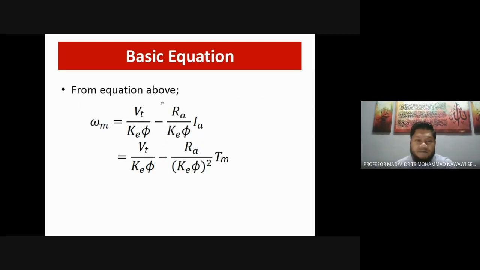So from the above equation, we get omega m equals Vt divided by Ke flux minus Ra over Ke flux Ia. Okay, and we can replace the torque, since just now we have torque Tm equals Ke flux Ia. So if you replace that, then you get this equation here.